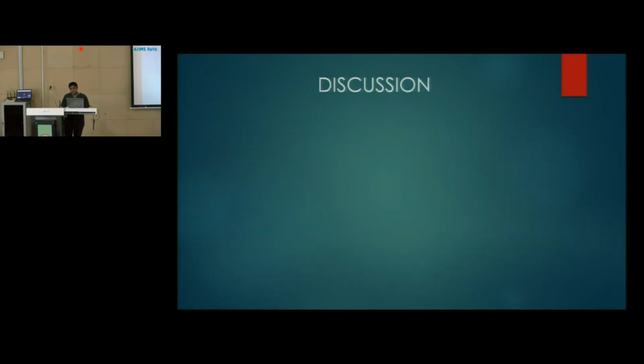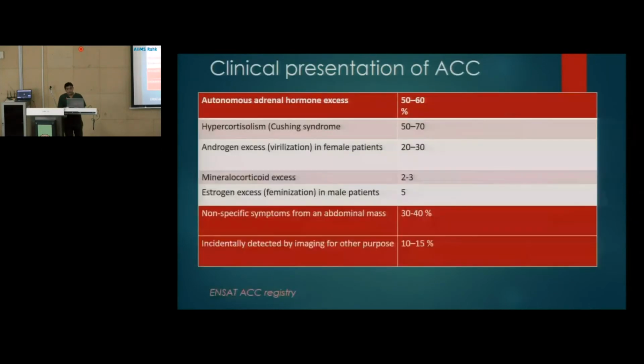So now moving on to the discussion of the case, we will be discussing this case of adrenocortical carcinoma, its workup, management and follow-up. The clinical presentation of adrenocortical carcinoma is mostly functional, 60% are functional, and 30 to 40% present with non-specific symptoms due to abdominal mass, and 10 to 15% are incidentally detected by imaging. Among the functioning adrenocortical carcinomas, the most common is the cortisol secreting type, which accounts for around three-fourths of all cases.